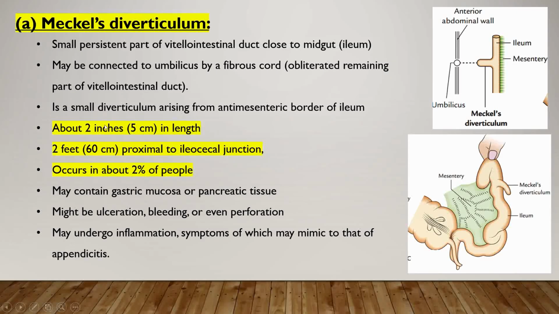Remember the rule of 2: it is about 2 inches in length. It is 2 feet proximal to the ileocecal junction, and it occurs in 2% of people. It may contain gastric mucosa or pancreatic tissue. There might be ulceration, bleeding or even perforation, and it may undergo inflammation, symptoms of which may mimic those of appendicitis. So that is Meckel's diverticulum.